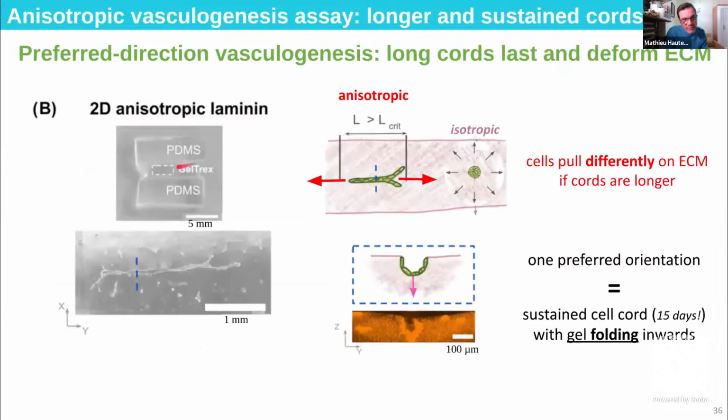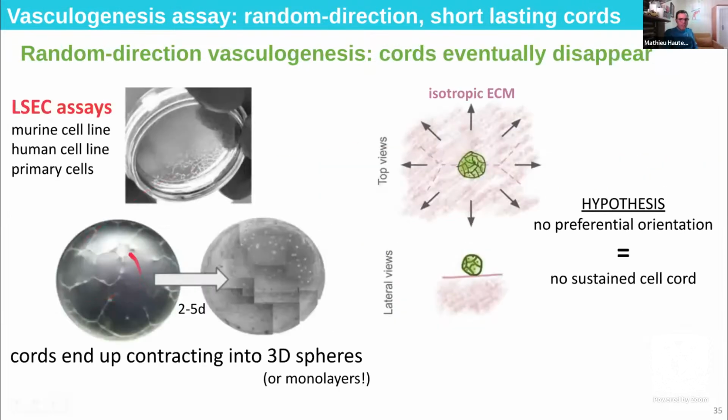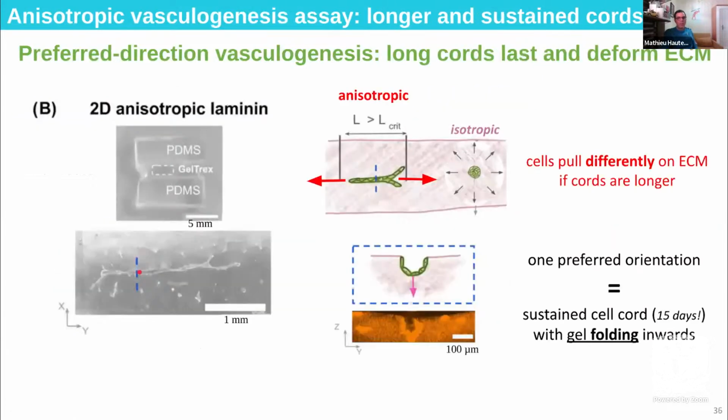So we tried to give them a preferential direction, an anisotropic direction, if you want. And when you do that between two PDMS slabs, so you have the Geltrex in between, you can find longer sustained structures, like this one, above a certain critical size. So here, you will never actually reach the critical size, so neither of those lines is sustained for long. But when you do that, they're sustained for long, actually up to weeks, if you want.